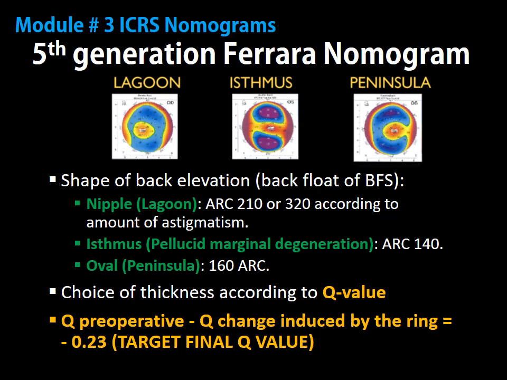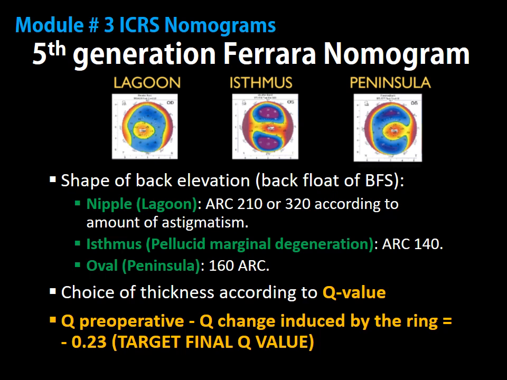As you can see here, according to the back floor, we have either lagoon or isthmus, this shape, or peninsula. So according to the nomogram, if we have nipple or lagoon, we can insert arc length 210 or 320 according to the amount of the astigmatism. Also, if we have isthmus or pellucid marginal degeneration, we can insert arc length 140. If we have a peninsula or oval shape in the back floor, we can insert 160 arc.